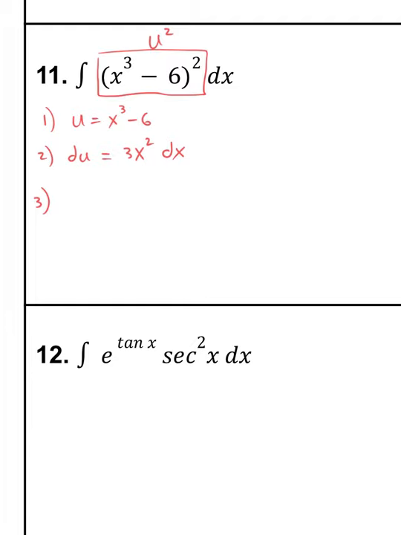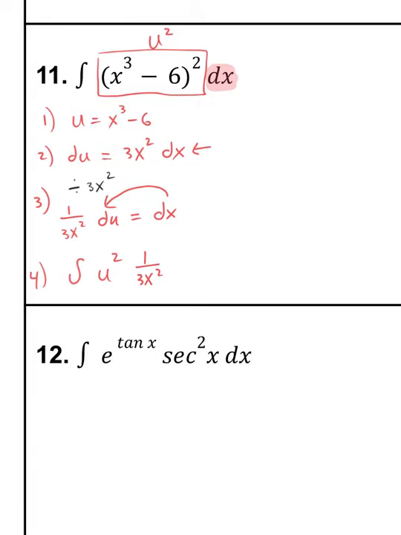So I need to replace dx. I need to get dx by itself right here. So that means I'm going to have to divide by 3x squared. So I'm going to get 1 over 3x squared du is equal to dx. Now when I rewrite the integral, the elongated s comes along for the ride. This, of course, becomes u to the 2nd. And I replace this dx. Dx is now equal to 1 over 3x squared du.